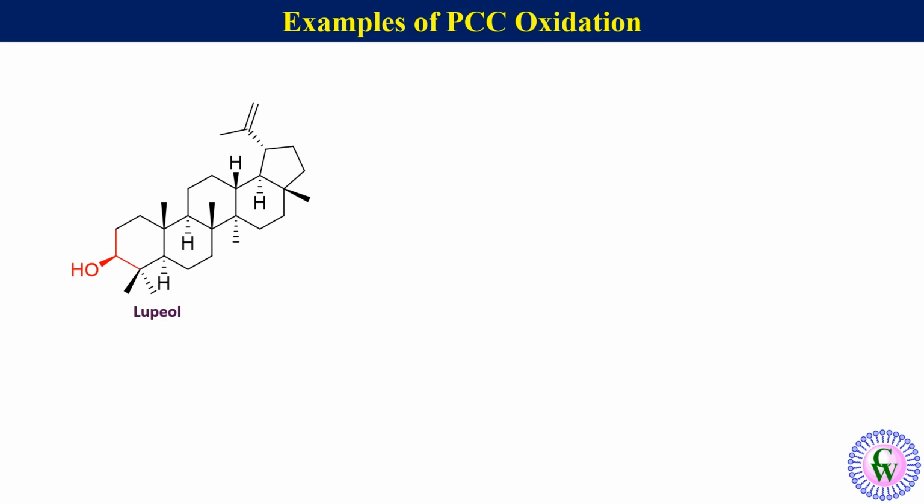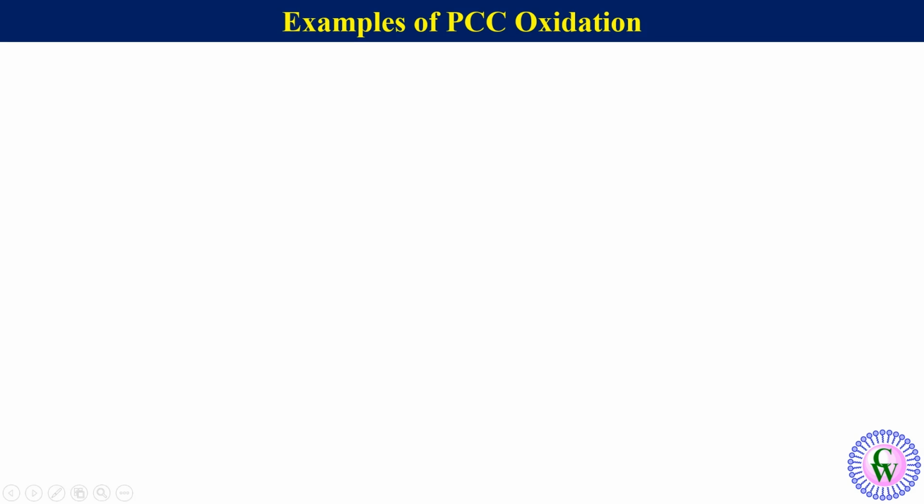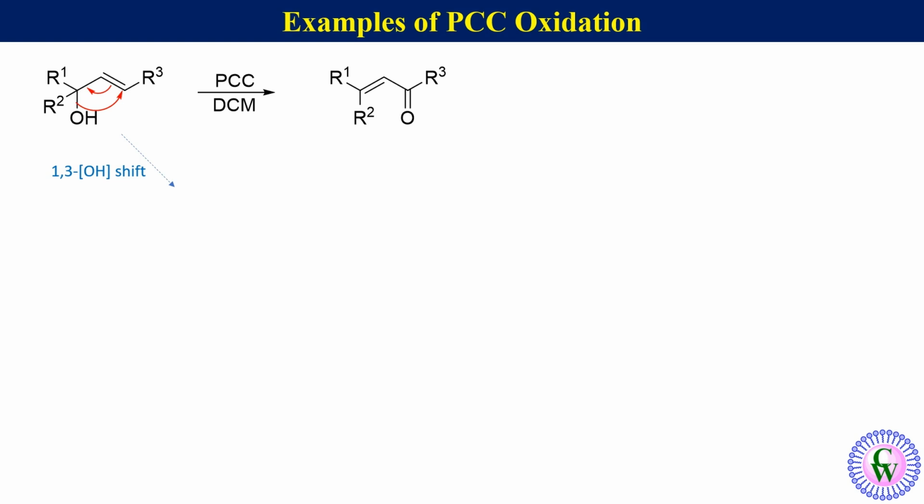Lupinol. When it is oxidized with PCC, produces lupinone. A tertiary allylic alcohol in the presence of PCC undergoes oxidative transposition to produce enone. This reaction is called Babler oxidation. Overall, we can say that in Babler oxidation there is 1,3 shift of OH of tertiary allylic alcohol to produce primary or secondary alcohol, then oxidation of alcohol to aldehyde or ketone.